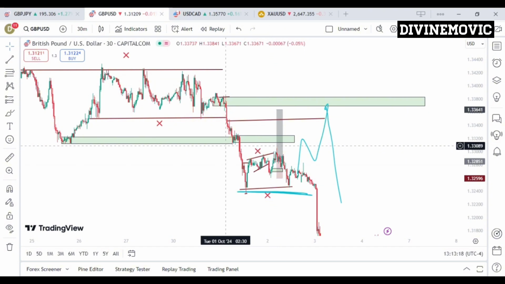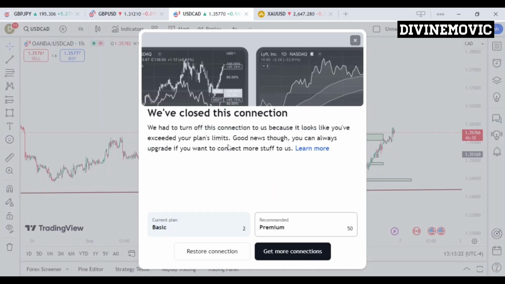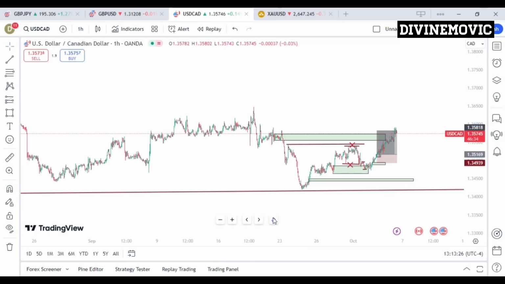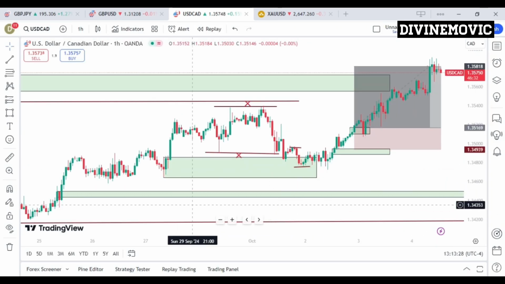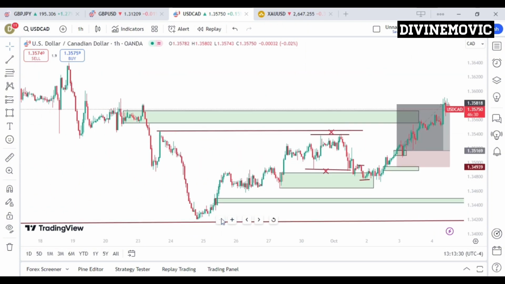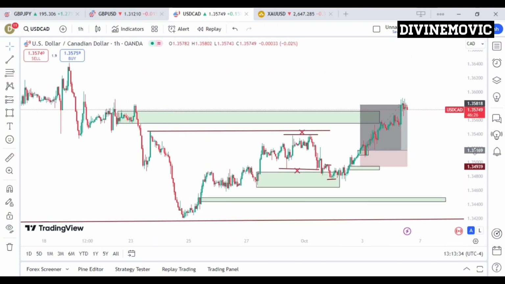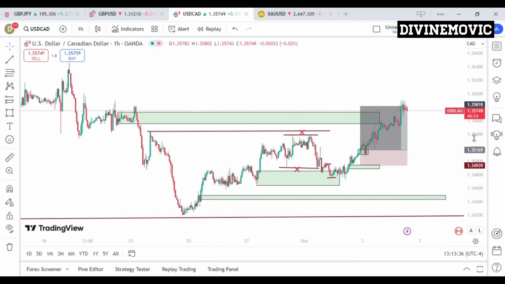Now, let's look at USD CAD that I analyzed on the channel, or I posted a few videos on the channel. Now, if you remember in my last video where I analyzed USD CAD, I stopped at the 1 hour time frame here, and my entry model was simply for price to take out liquidity here and come into this supply zone. Then I'll look for a sell.